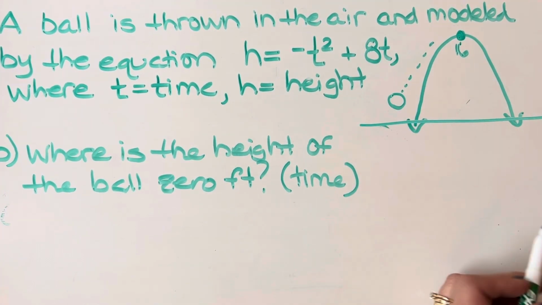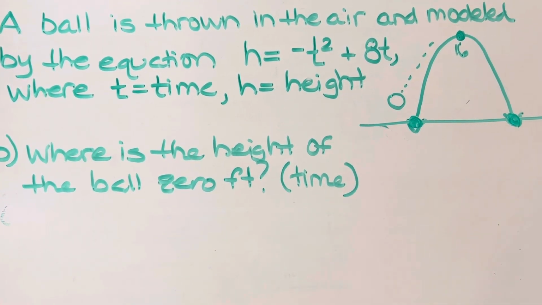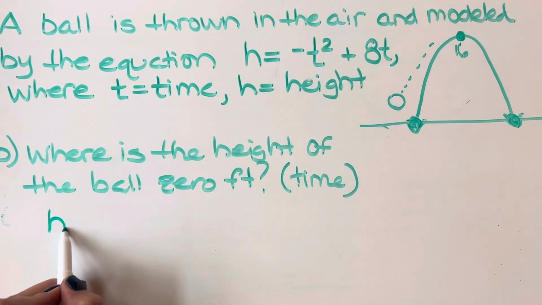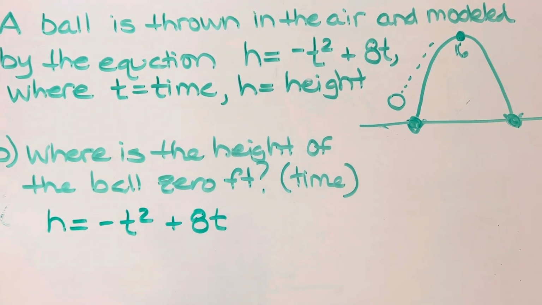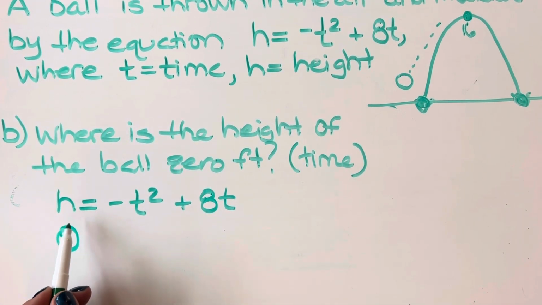So here's the ground, right? So the ball is on the ground at the beginning and at the end. And I just want to know what time that is. So what I'm gonna do is go back to my equation, h equals negative t squared plus 8t. And it says, where is the height 0? So I'm gonna make the height 0.